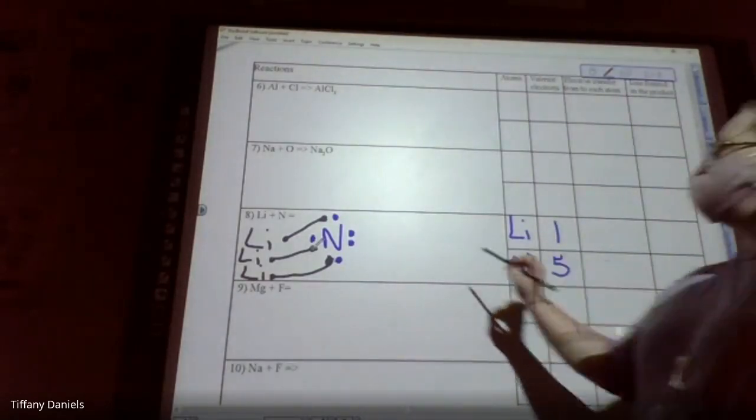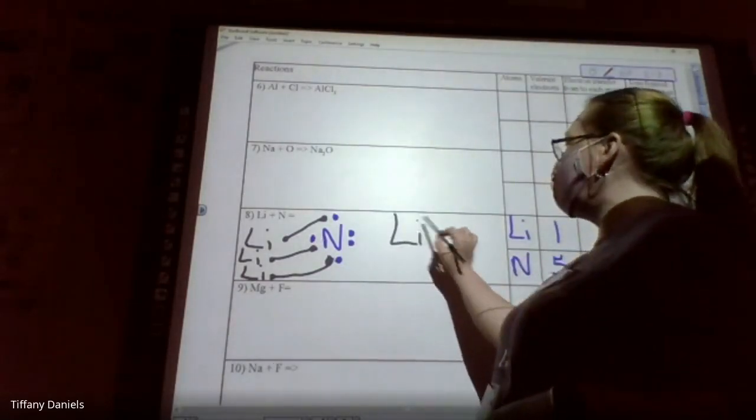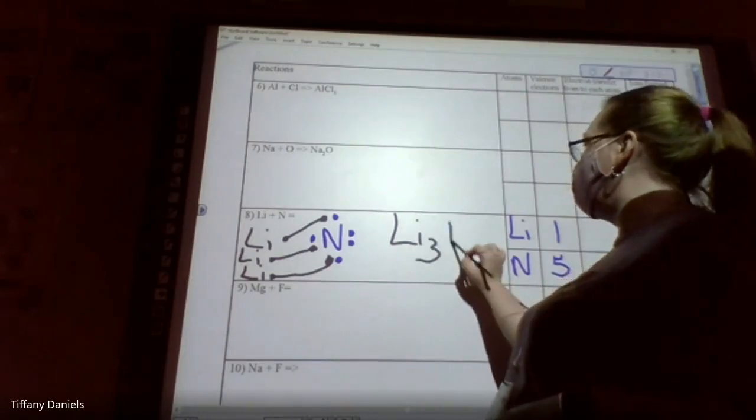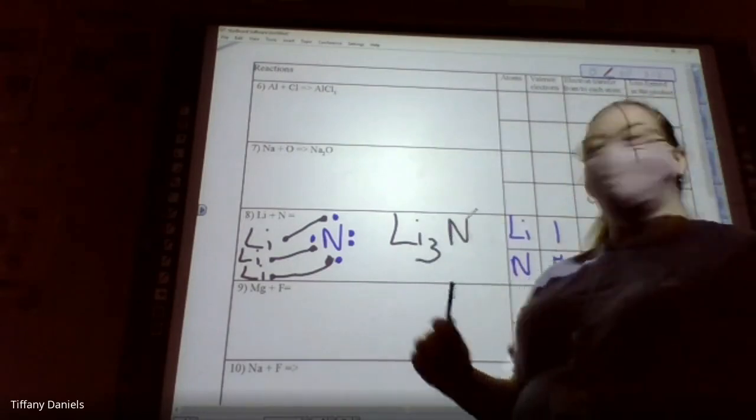So now we can write our formula. So how many lithiums are there? There are 3. So our formula would be Li3N. Now, if you want to put a 1 there, you can. It's understood to be there. But sometimes when you're learning something new, you do want that extra step so you can see it.